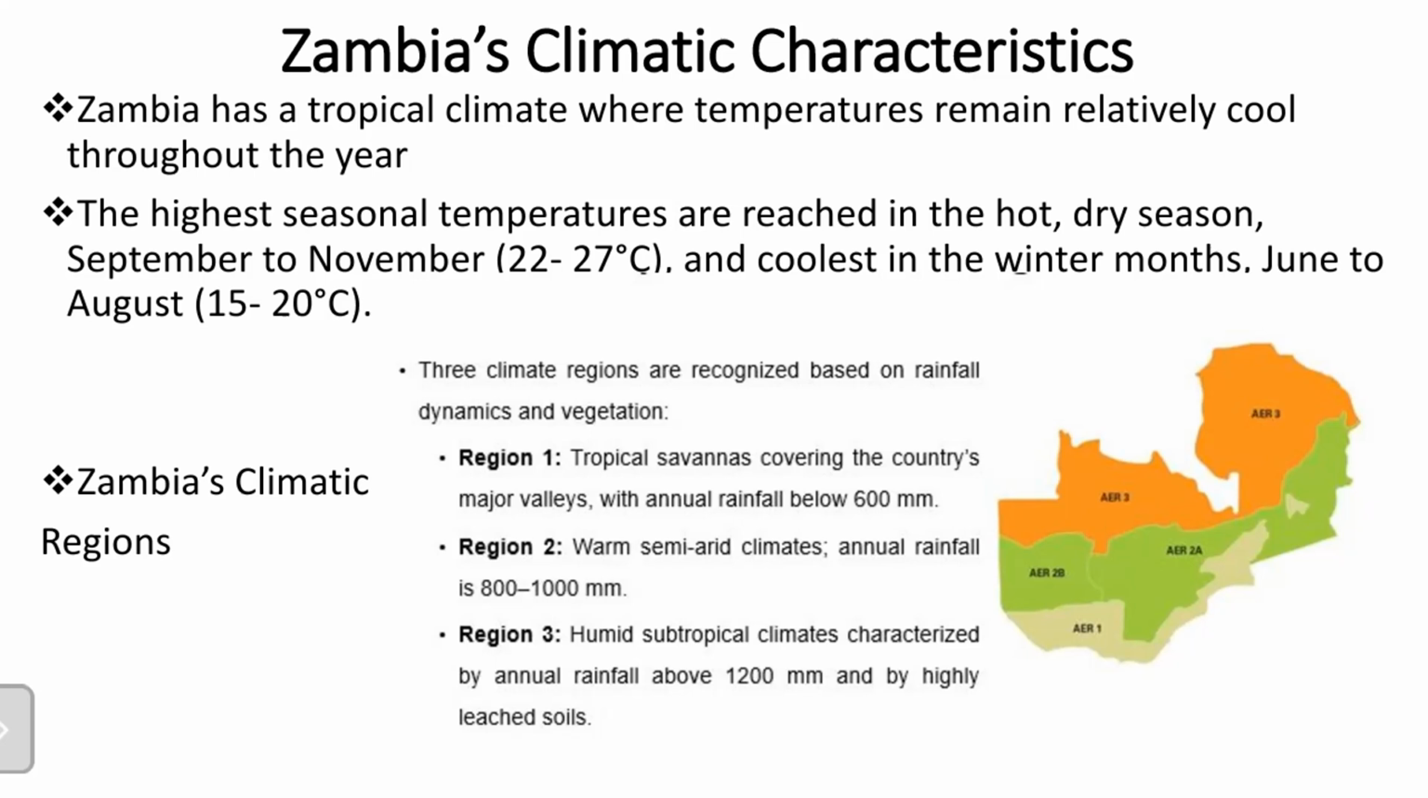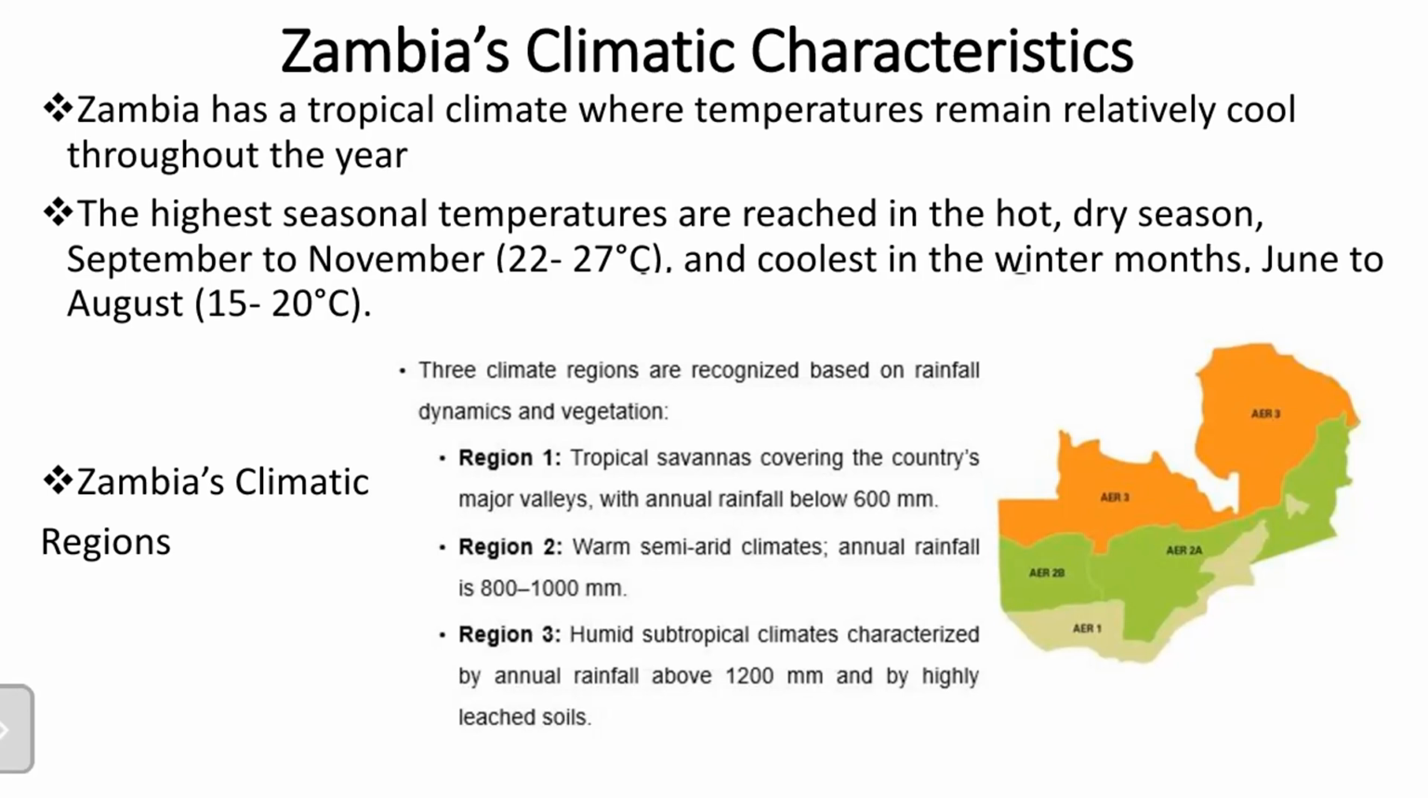So the third zone, which is zone 3, this is where you find places like the Copperbelt, Mununga up top, Nakonde, Kasama. So these places receive a whole lot of rainfall. We are talking about above 1,200 millimeters of rainfall, which may sound like a good thing, but for some crops, this leads to issues like waterlogging and whatnot.